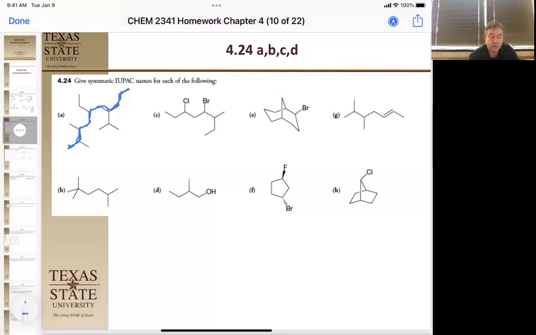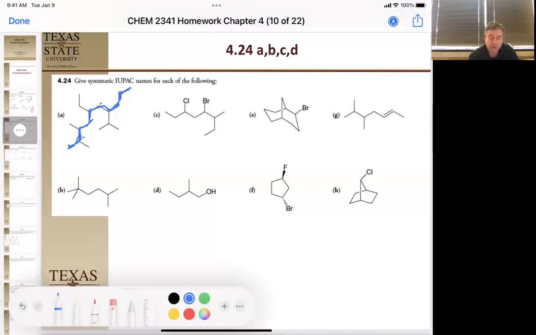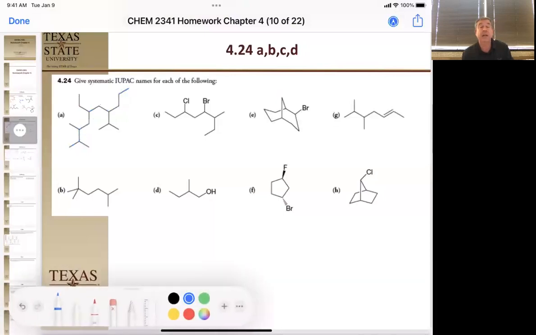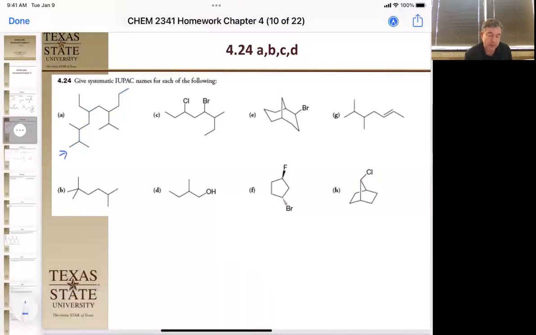Let's count. 1, 2, 3, 4, 5, 6, 7, 8, 9, 10. Yeah. So when you count them all, that is our longest chain, a chain of 10. Okay. So which side are we going to number from? Well, if we look on this end of the chain, we have a substituent right here. If we look on this end of the chain, we don't have a substituent until 1, 2, 3, 4. Okay, so let's number from this side.